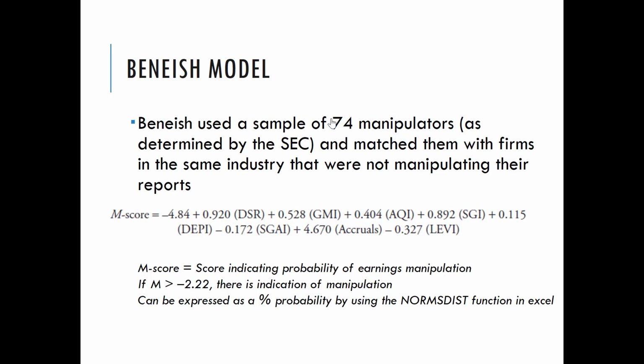The Beneish model looks at about 70 manipulators and then matches them with non-manipulating firms. What he identifies is 8 variables, specifically 8 index variables that look at the changes throughout time.